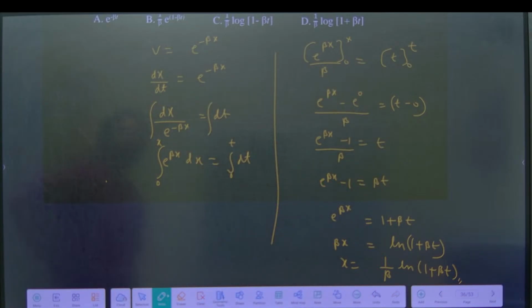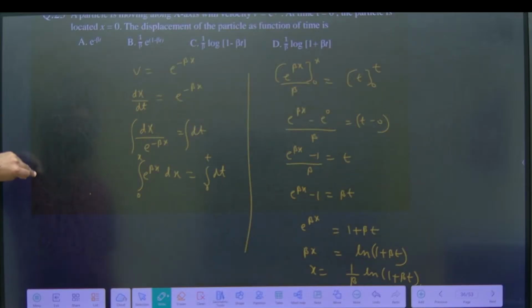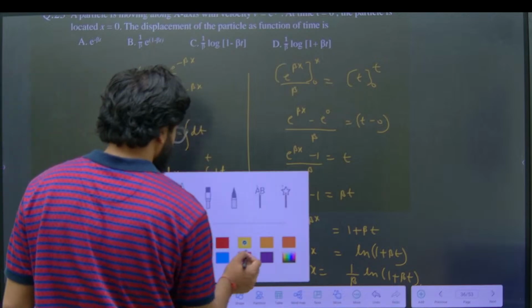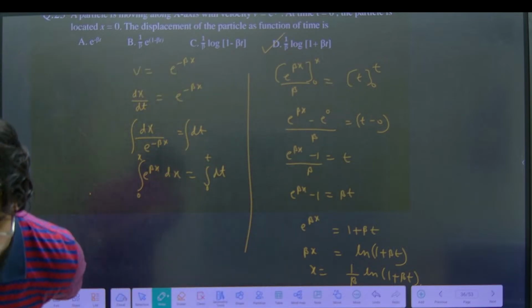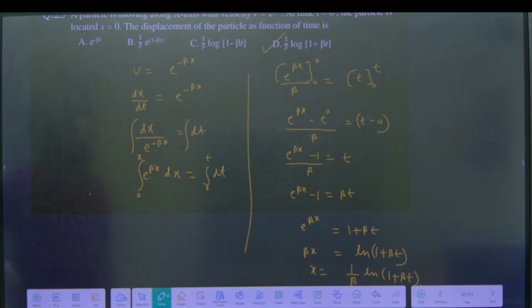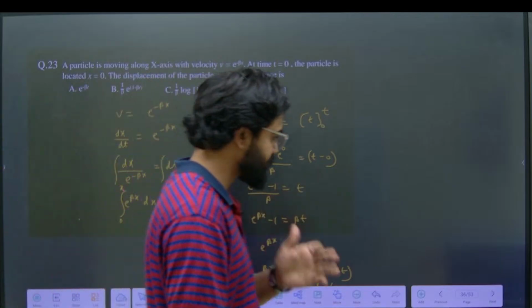The answer is what? This was question 23, so it should be Delhi. It should be Delhi. Correct. Done, guys? Let's go.